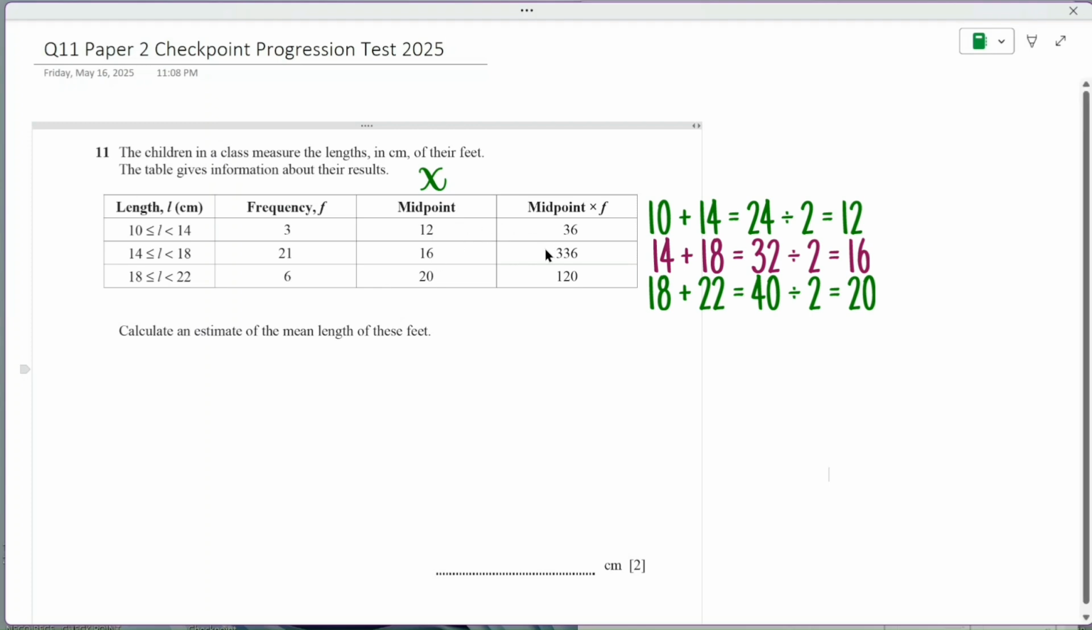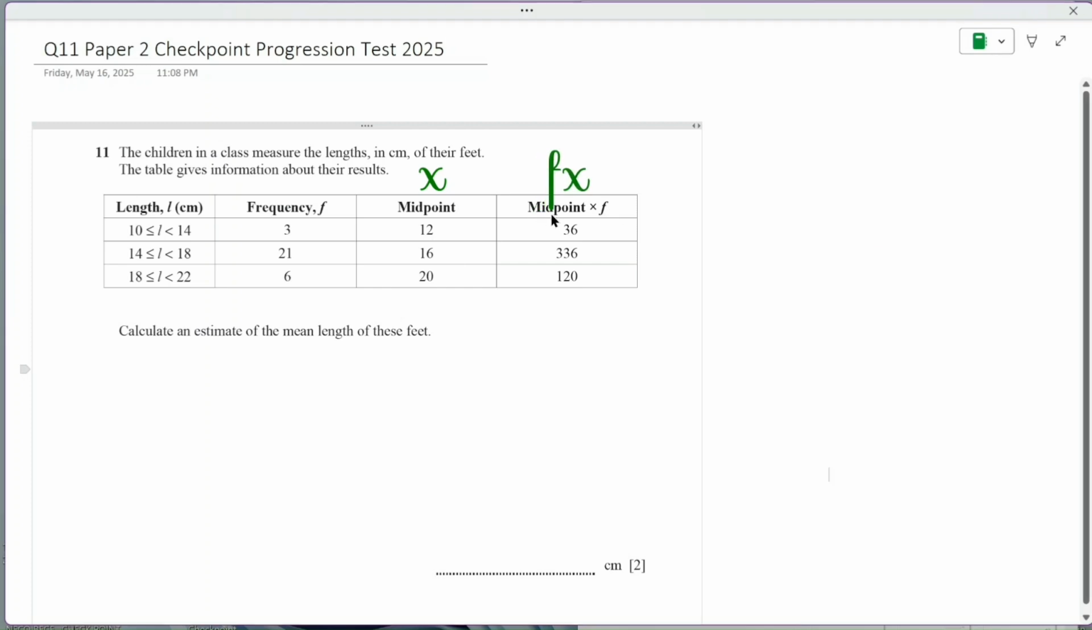You have the last column, which is midpoint times frequency, which you can also say is x times frequency, or frequency times x, which is multiplying them line by line. As 3 times 12 is 36. 21 times 16 will give you 336. And 6 times 20 will give you 120. Calculate an estimate of the mean length of these feet.